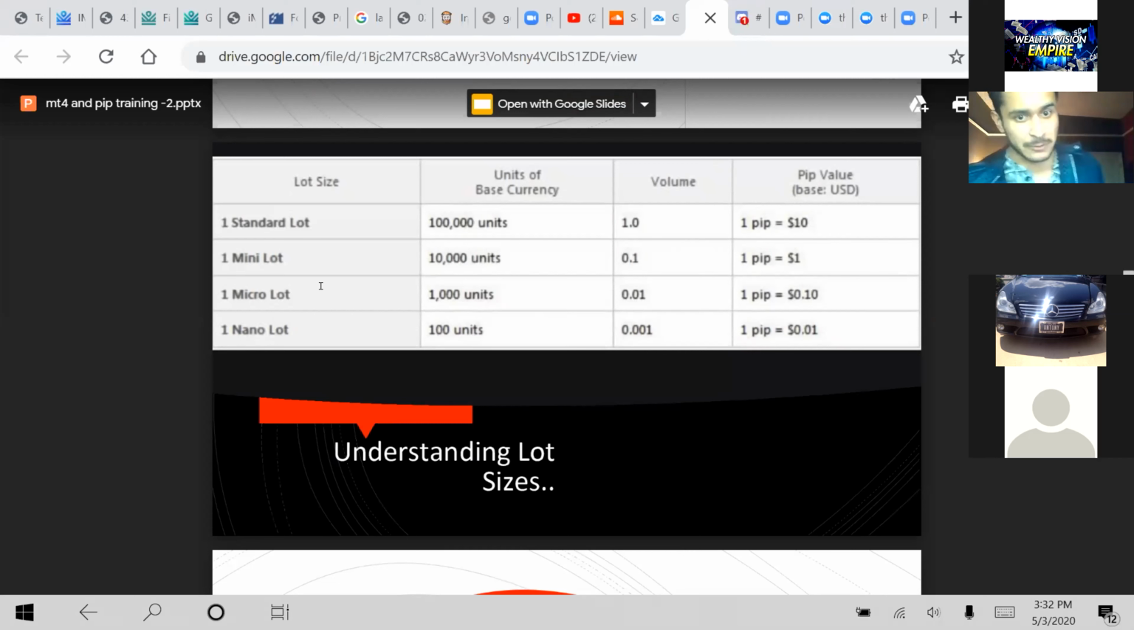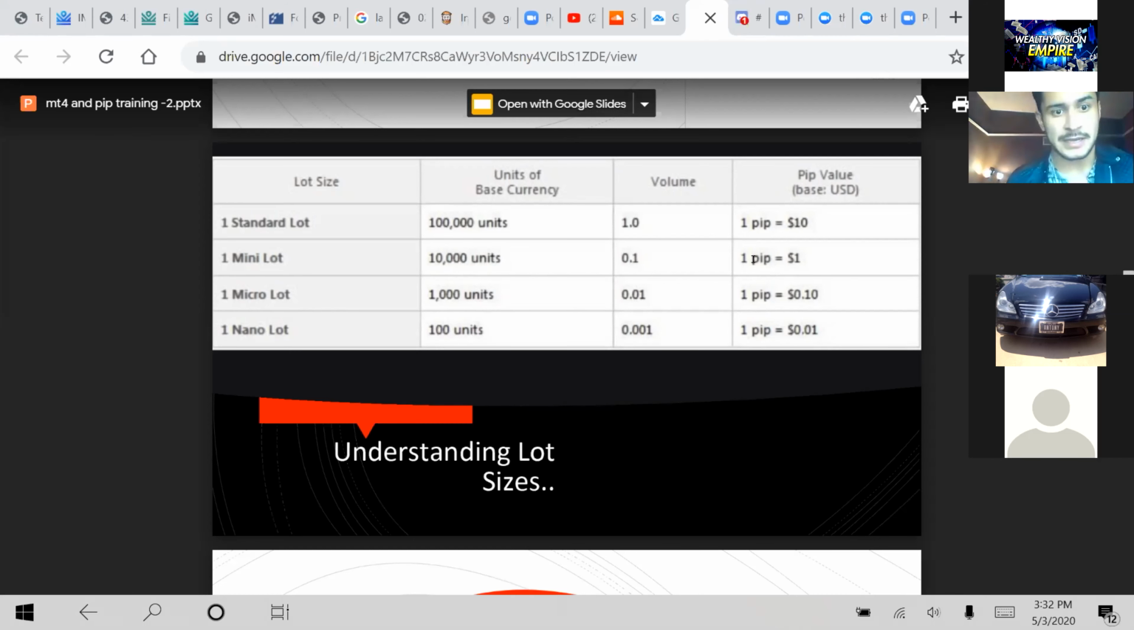And next you have your micro lots, which is equal to 1,000 units, guys. And the lot size would be 0.01, which is what we basically use to start off. And one pip of 0.01 is equal to 10 cents. And then we've got your nano lots, which are equal to 100 units. And then the lot size of that is 0.001. And then one pip of 0.001 is 1 cent. So pretty easy to understand, guys.